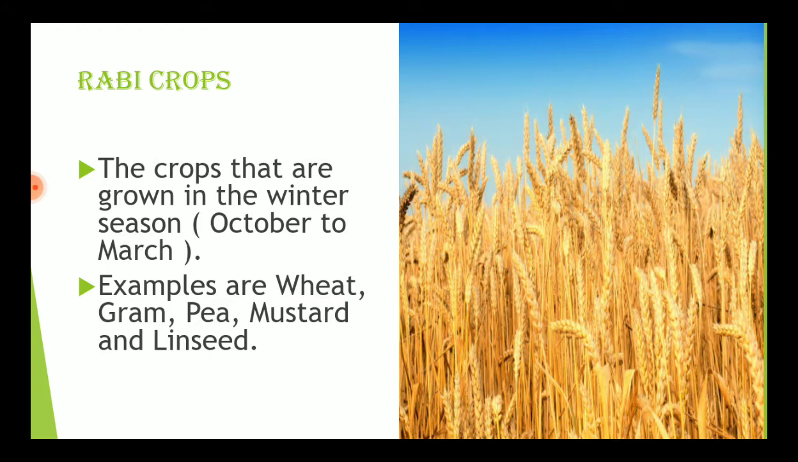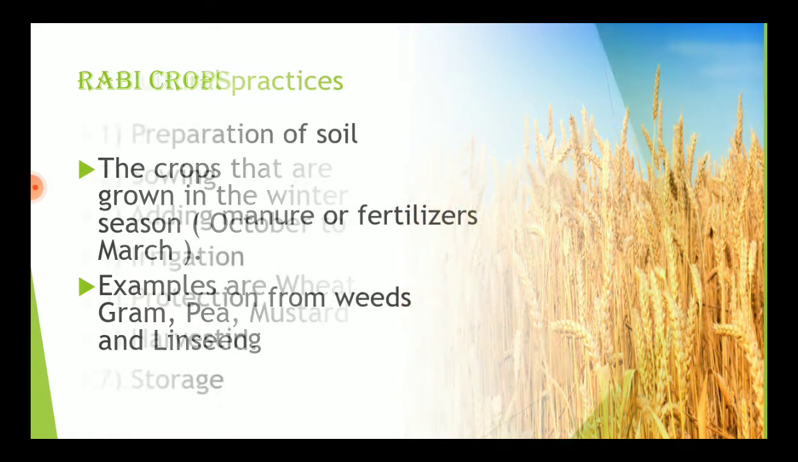The crops that are grown in the winter season, that is October to March, are called rabi crops. Wheat, gram, pea, mustard and linseed are examples of rabi crops.